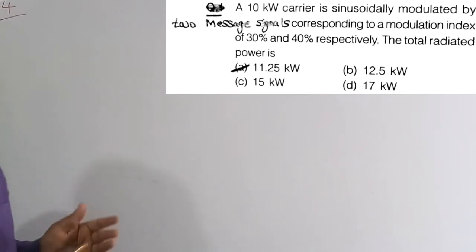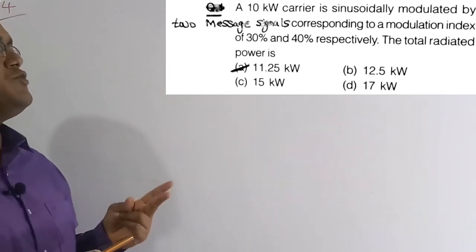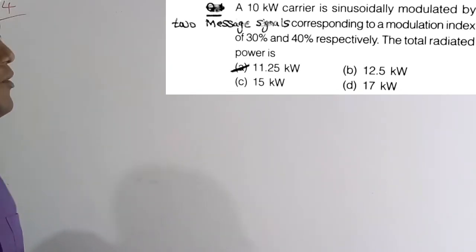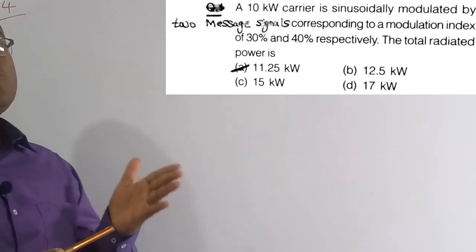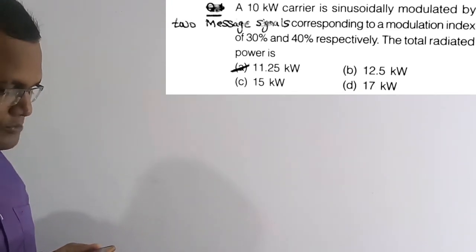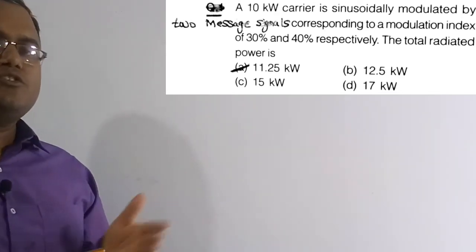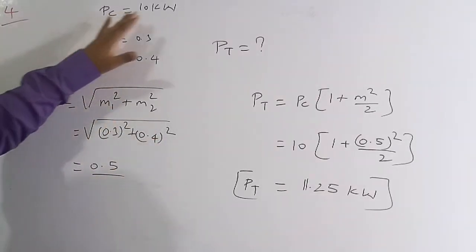In the question they have given the carrier power is 10 kilowatt, and there are two message signals with modulation indices of 30% and 40%. We need to find the total power radiated by this modulated wave. Option A 11.25 kilowatt is the correct solution. So let's solve this numerical. In the question the carrier signal has a power of 10 kilowatt.